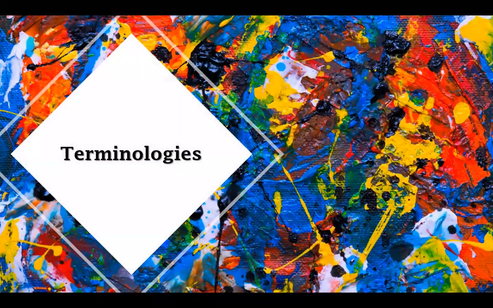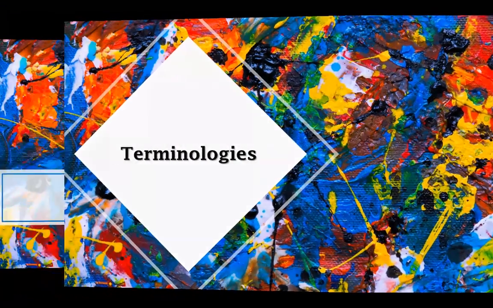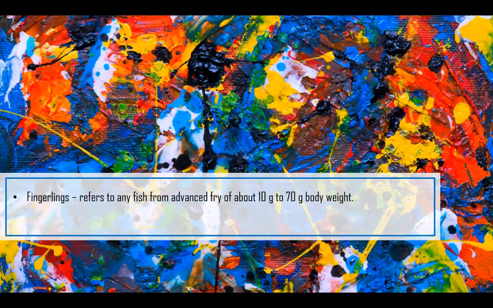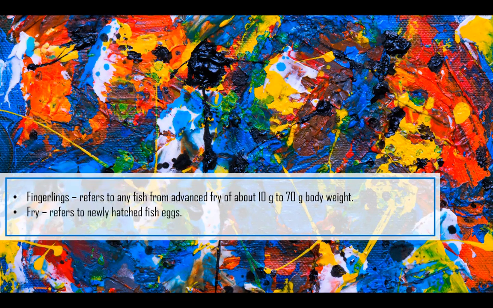We also have terminology such as, number one, fingerlings, which refers to any fish from advanced fry of about 10 grams to 70 grams body weight. And fry also refers to newly hatched fish eggs.